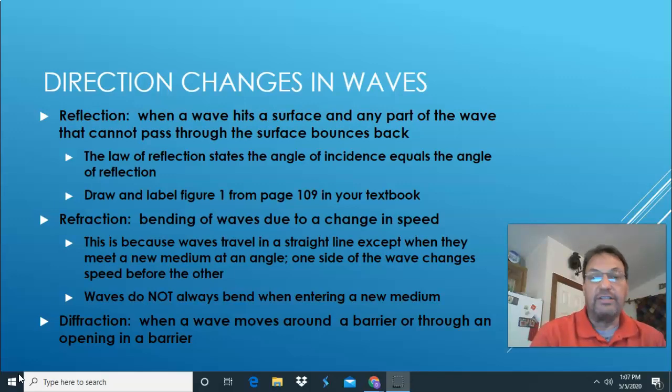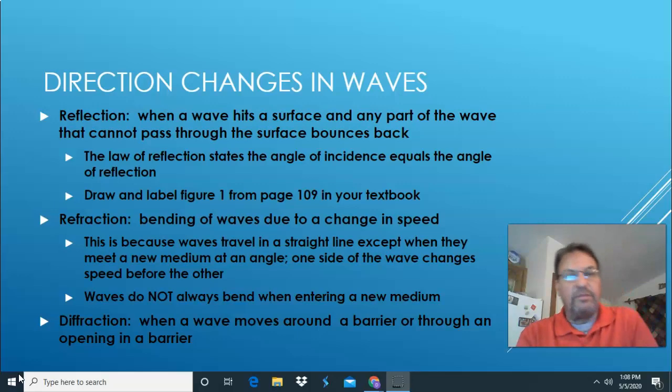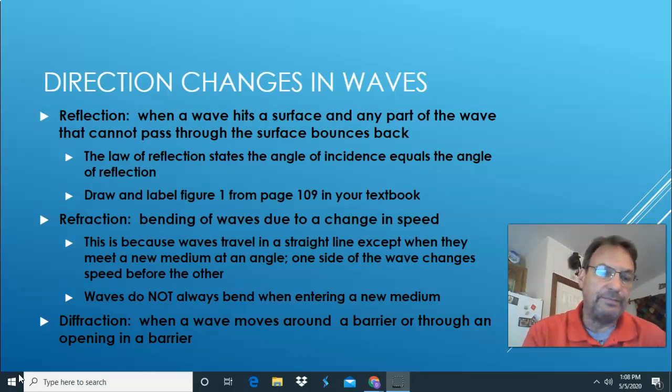And the law of reflection states that the angle of incidence equals the angle of reflection. In other words, if a wave hits at a 45-degree angle, that's going to be the angle of incidence. And then it's going to bounce off at a 45-degree angle as well. If it hits at a 90-degree angle, it's going to bounce back at a 90-degree angle. So those are always going to be the same. And then this says to draw and label this, but we are going to bypass that part for right now.